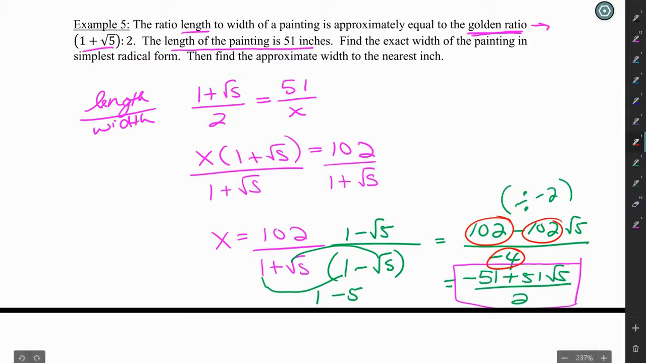Okay, now the approximate width to the nearest inch, we're just going to type this in our calculator. So in the calculator, we will type in negative 51 plus 51 root 5. Now it's best if we hit enter there and then do divided by 2. So I get 31.5197. They want the nearest inch, so the nearest inch would be approximately 32 inches.